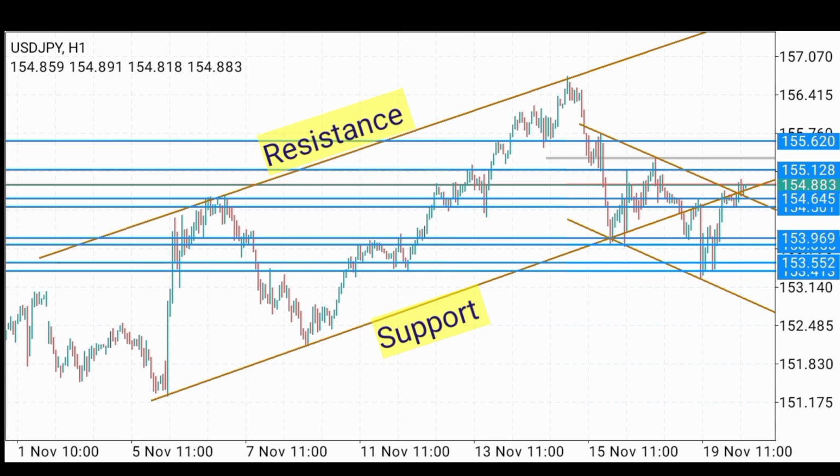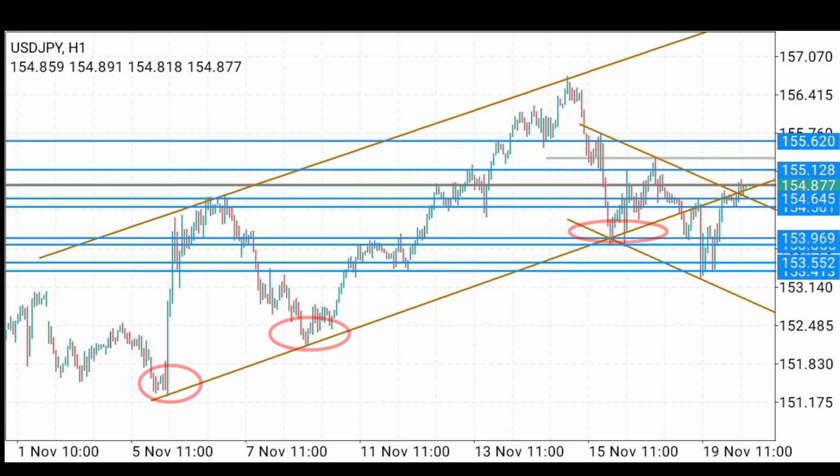So at the channel resistance, price was held back at this point and also held back at this point. Then for the support, we have price supported here, here, and here. However, a few trading sessions back, we saw the break of that channel at this point. Also within that period, we saw a smaller descending channel being established in this retracement, okay?